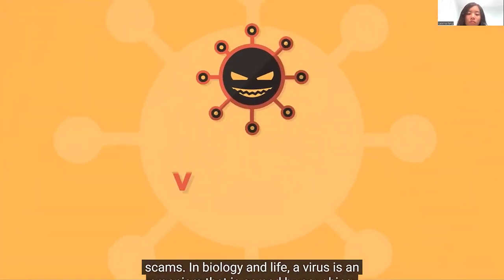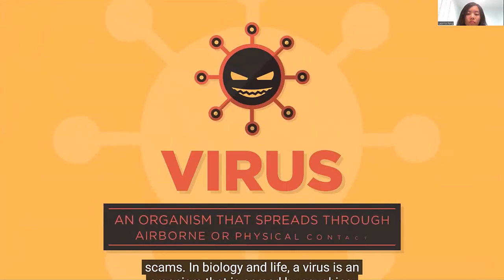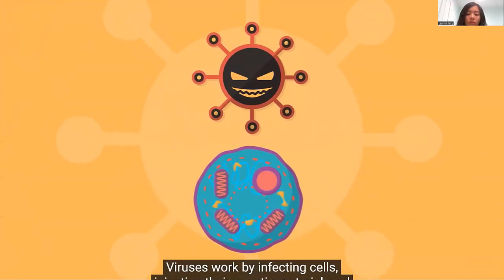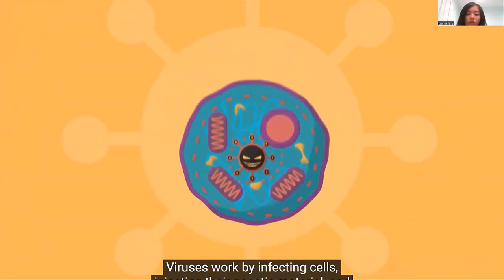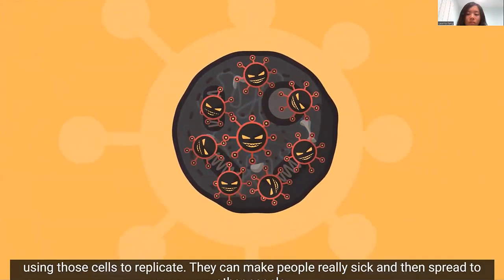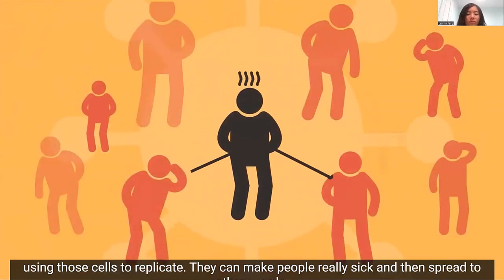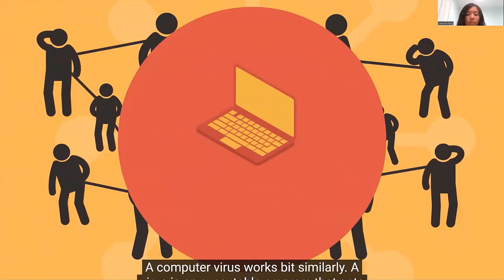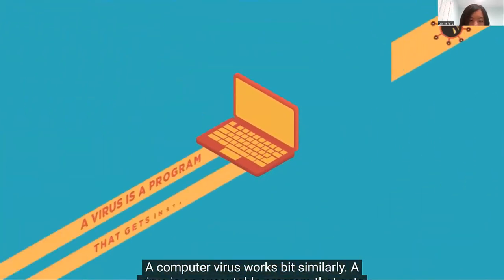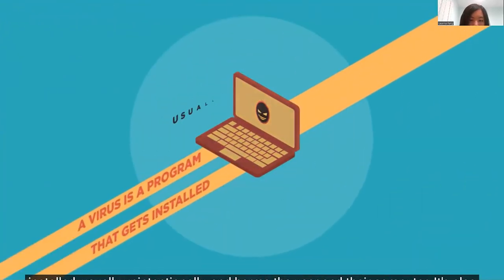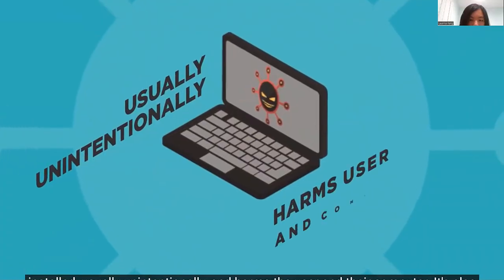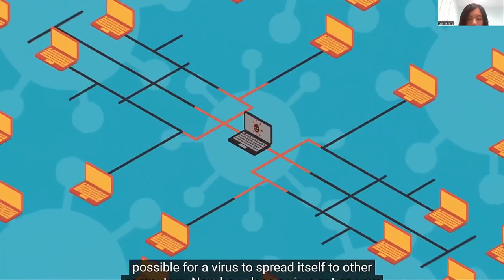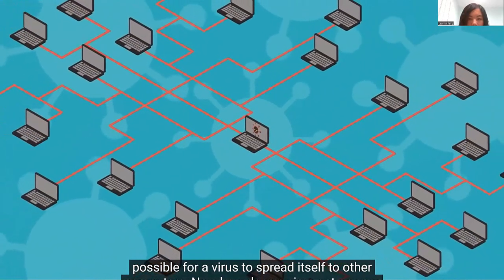In biology and life, a virus is an organism that is spread by coughing, sneezing, or physical contact. Viruses work by infecting cells, injecting their genetic material, and using those cells to replicate. They can make people really sick and then spread to other people. A computer virus works a bit similarly. A virus is an executable program that gets installed, usually unintentionally, and harms a user and their computer. It's also possible for a virus to spread itself to other computers.